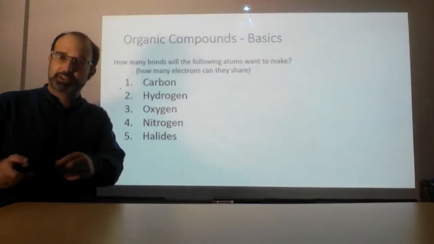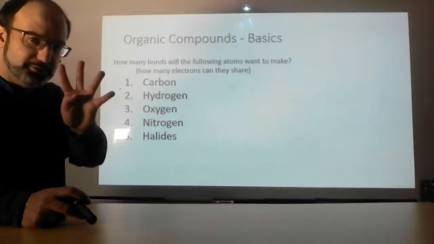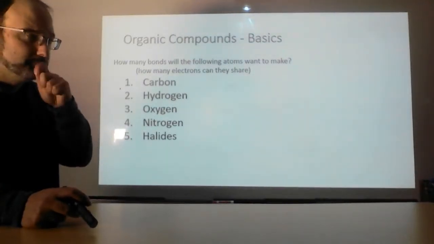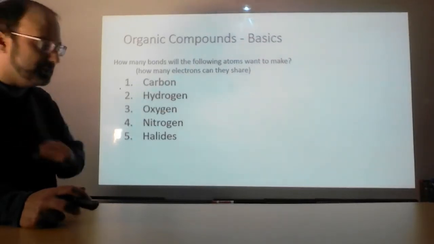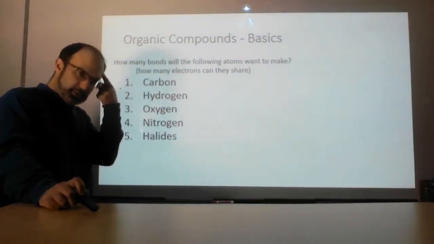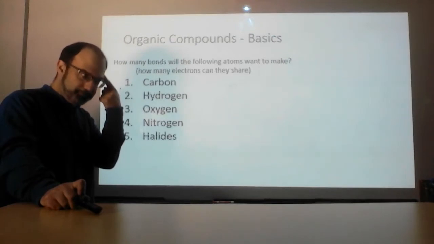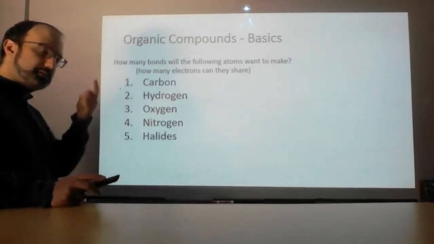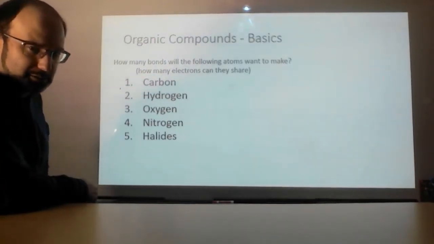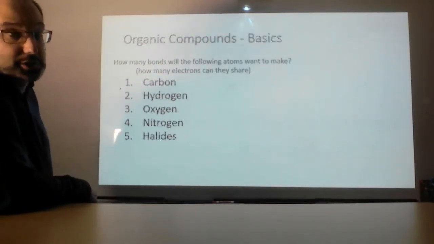Carbon, hydrogen, we just figured that out. I said carbon, 4. Hydrogen, 1, because it only needs 1 more electron. Remember, that first valence shell only holds 2. Oxygen, how many electrons does it need? Why, it needs 2, doesn't it? Nitrogen, halides. Oh, which one's the halides? It's another name for the halogens.